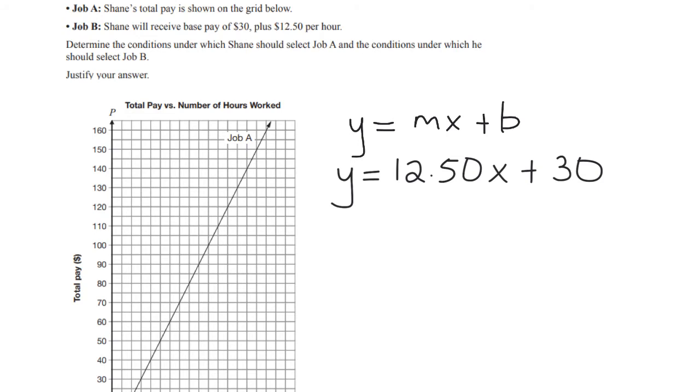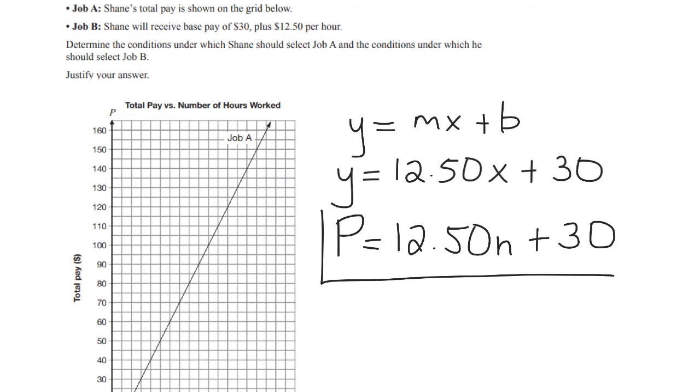So I went ahead and put those values into my equation template. So my m was $12.50 and my b value was 30. But remember that this particular question had already picked out variables for you to use in the place of x and y. So I'm going to go ahead and switch those out. So instead of the letter y, they used a capital P. And instead of the letter x, they used a lowercase n to represent number of hours. So this is the equation that is going to model job B. P equals 12.50n plus 30.